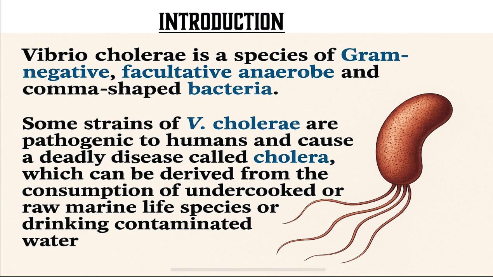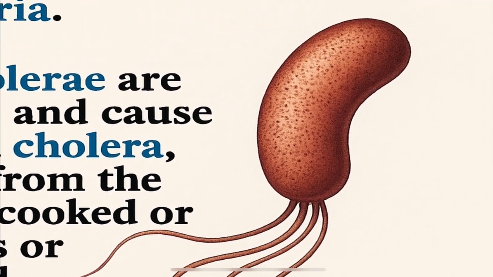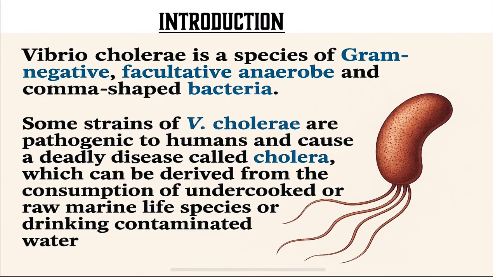Cholera is caused by Vibrio cholerae. The causative organism, Vibrio cholerae, is a species of gram-negative facultative anaerobe. You can see it is a gram-negative, facultative anaerobe, comma-shaped bacteria, as given in the picture here. Some strains of Vibrio cholerae are pathogenic to humans and they cause a deadly disease called cholera.